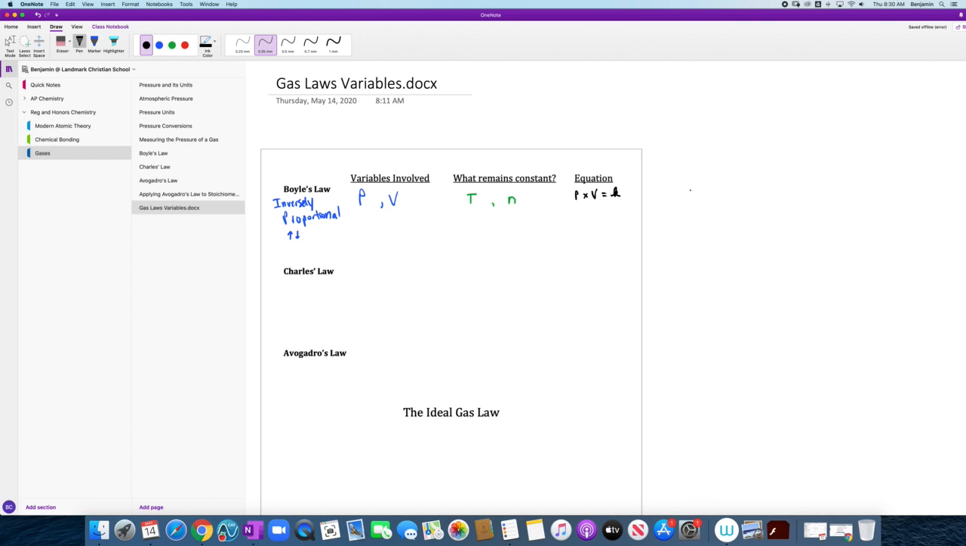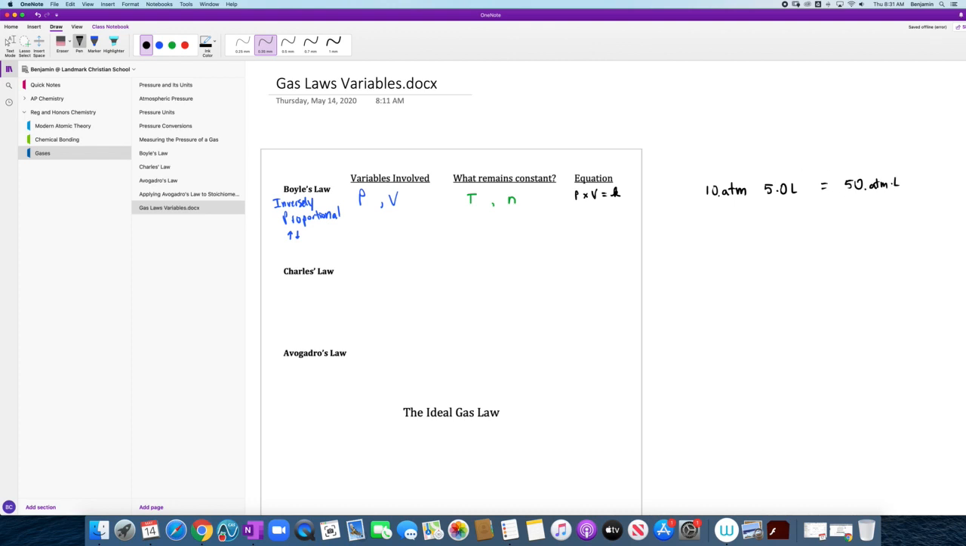Let's say if you had a pressure of 10 atmospheres or something, and the volume was, let's say, 5 liters, well, that product is 50, right? 10 times 5 is 50. And it's kind of a weird unit, atmospheres, liters, but anyway, that's the product.